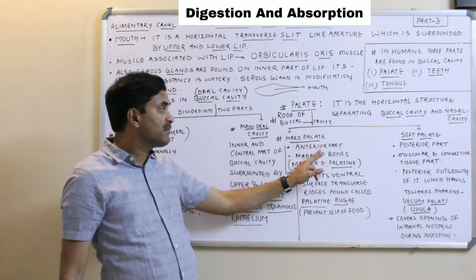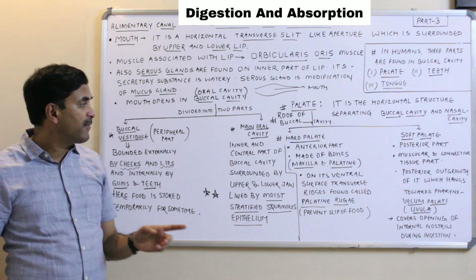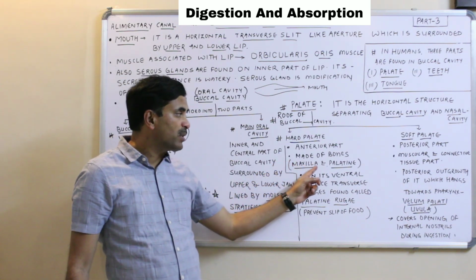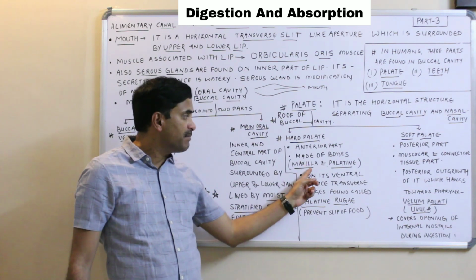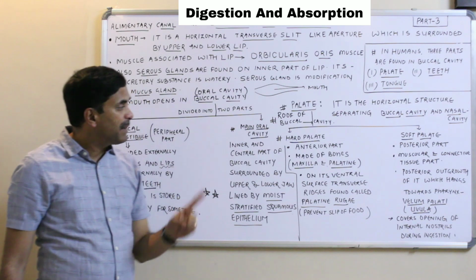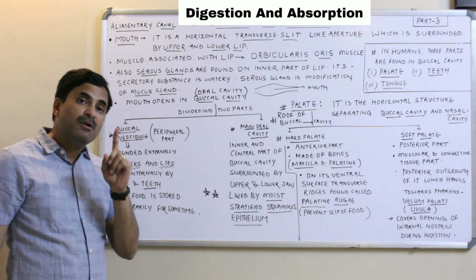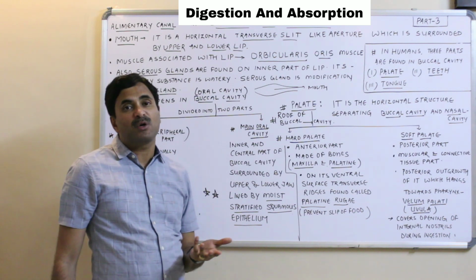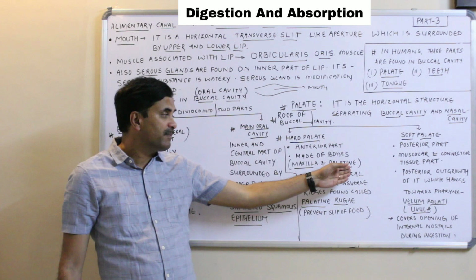and it is hard because it is made up of bones. The two important bones which form the hard palate in human beings are the maxilla and the palatine. Maxilla and the palatine bones form the hard palate. So if somebody asks you why the hard palate is hard, it is hard because it is made up of bones. Which bones? You will say maxilla and palatine.